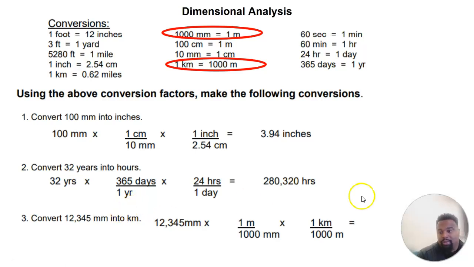So now what you do is just multiply your numerators and your denominators. 12,345 times 1 is 12,345. 1,000 times 1,000 gives you 1,000,000. So you have 12,345 over 1,000,000 as a fraction. Dividing 12,345 by 1,000,000 is going to give you 0.012. So 0.012 kilometers is equivalent to 12,345 millimeters.